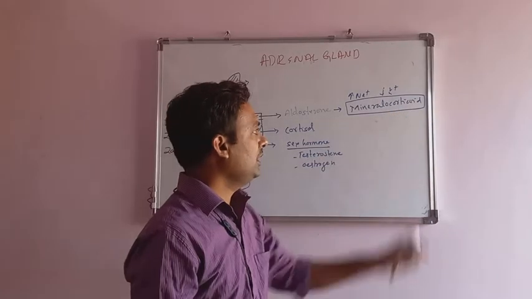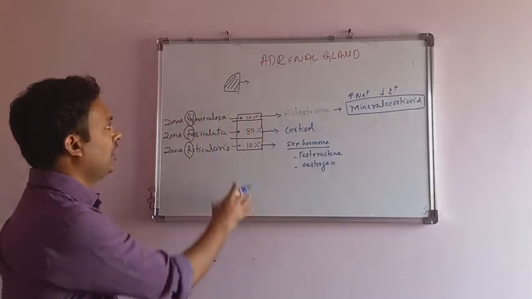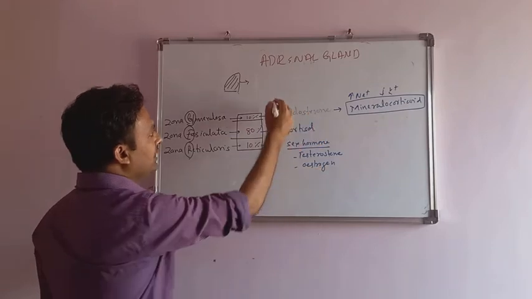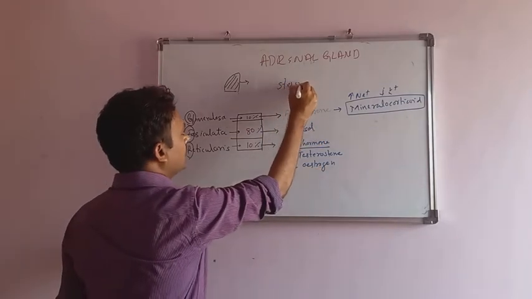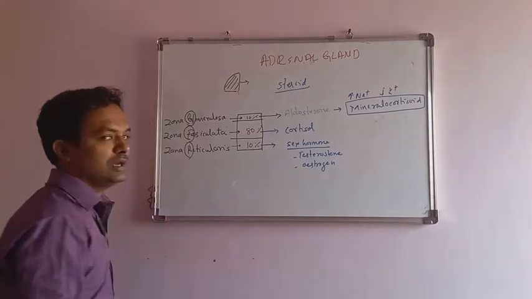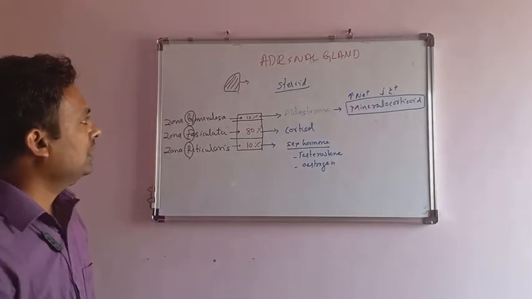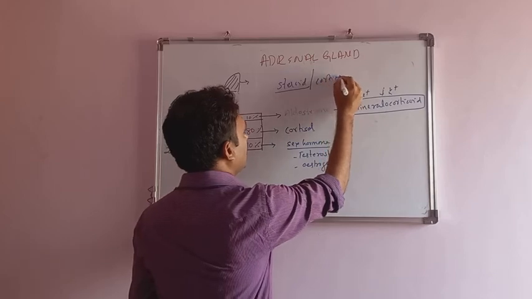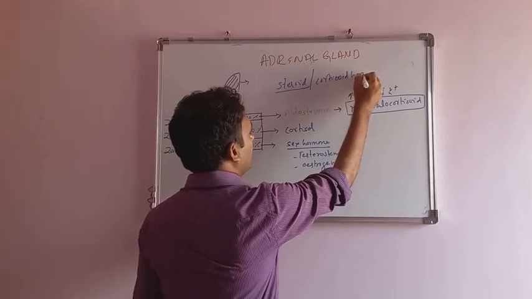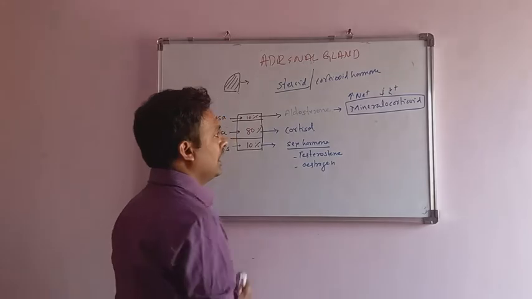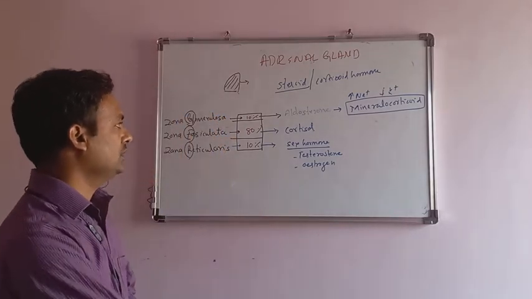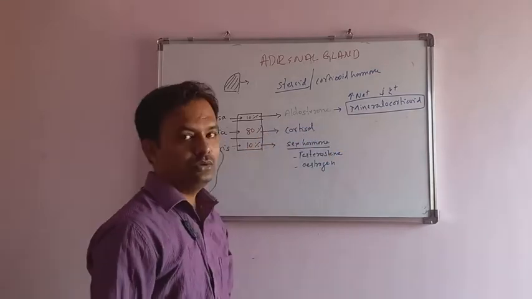What do we mean by corticoid? Corticoid means all these hormones of the adrenal gland secreted here are mainly steroid hormones. They are not protein hormones. They are also called corticoid hormones, because they are secreted from the cortex and they are steroid hormones. Aldosterone is called mineralocorticoid.